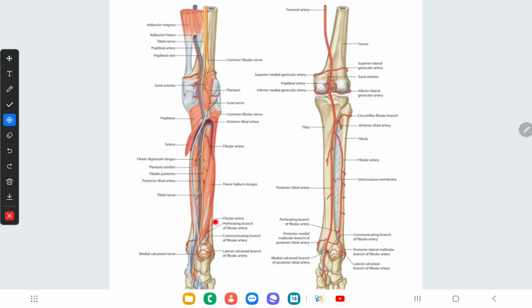So, the tibial nerve passes deep to the gastrocnemius as well as soleus muscles. Then it lies on the posterior surface of the tibialis posterior and lower down the leg on the posterior surface of the tibia. As you can see here, the nerve accompanies posterior tibial artery. Here you have the posterior tibial artery, then tibial nerve accompanies posterior tibial artery.